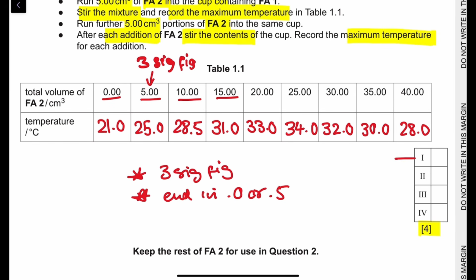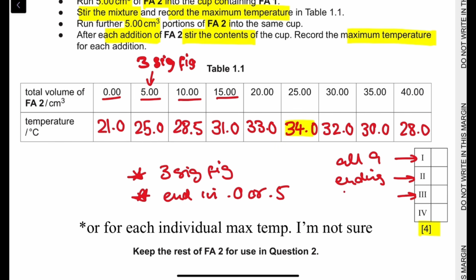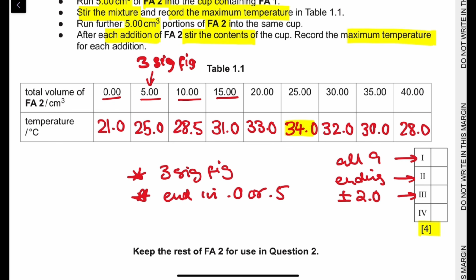Now this was a 4-mark question, so let's take a look at what the 4 marks are for. The first mark is for giving all 9 readings. The second mark is for ending our readings in 0.0 or 0.5. The third mark is for our maximum temperature, so in this case 34 degrees Celsius, to be within 2.0 degrees Celsius of the supervisor's maximum temperature at your school. The fourth mark is given if your reading is within 1.0 degrees Celsius of the supervisor's maximum temperature.